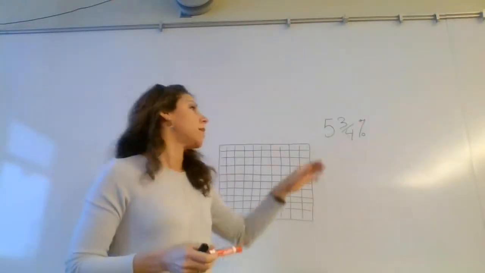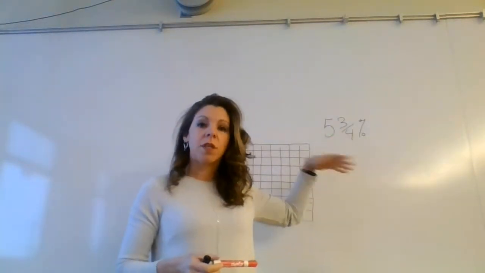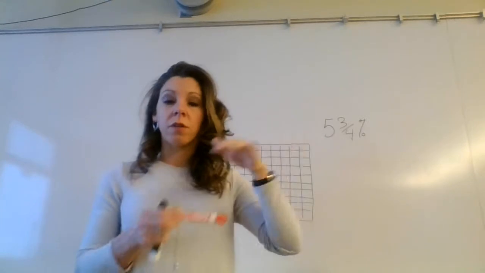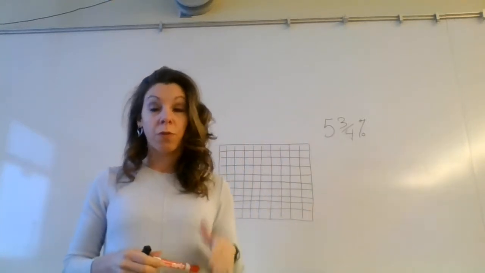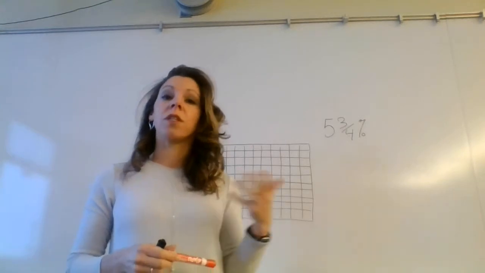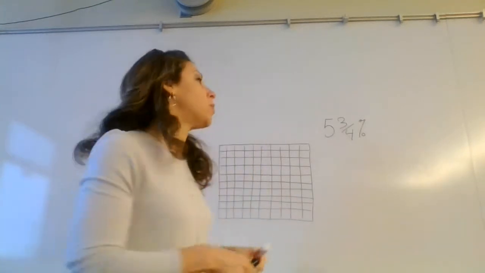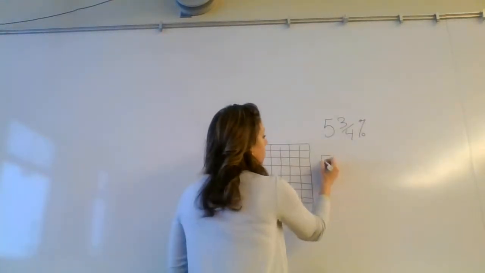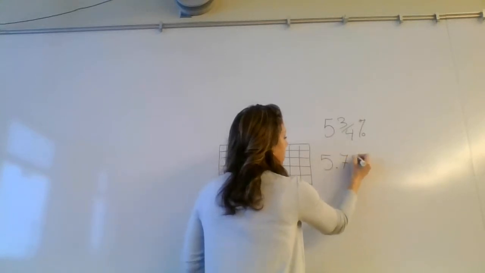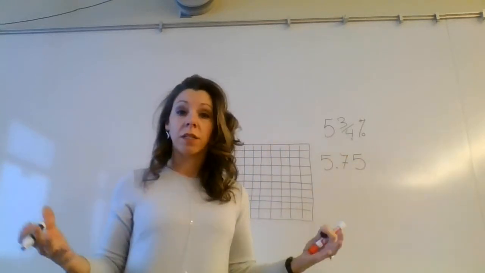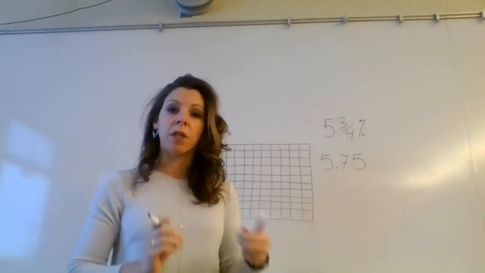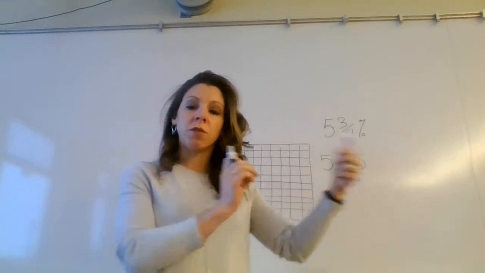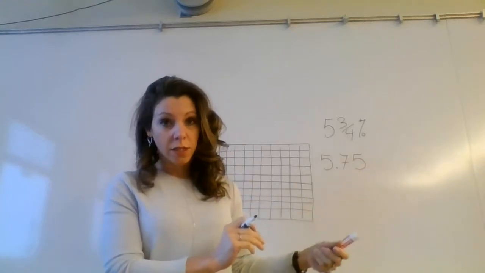So first of all, let's take a look at 5 3/4. The majority of you, it was very clear to you that 3/4 means 3/4 of the whole, which is 0.75 if we put that into a decimal. So 5.75 was a great conversion from a mixed number to a decimal. However, we didn't continue to take this to converting the percent into a decimal.